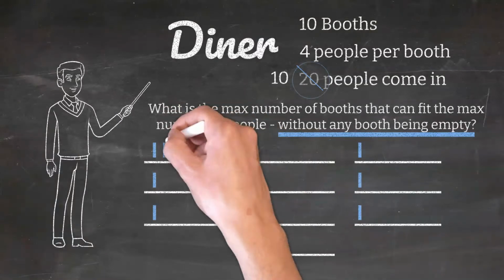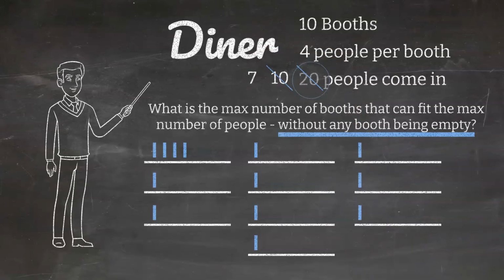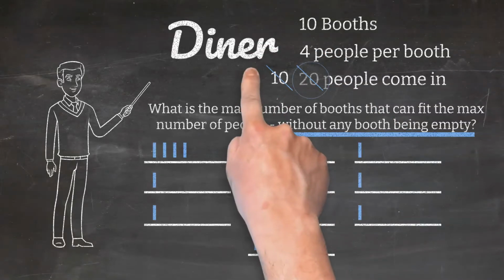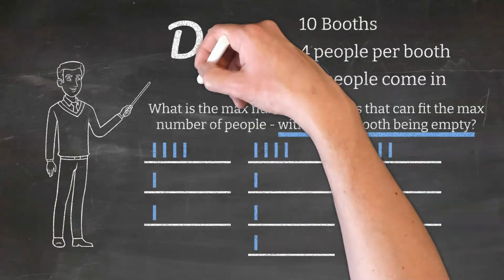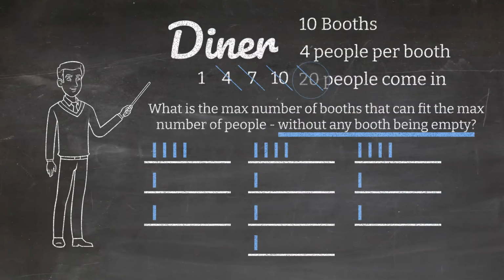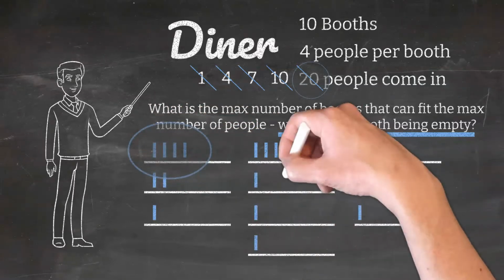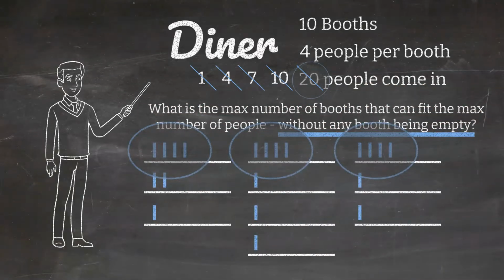The first booth gets 3 more, so now we're down to 7. Then the next booth gets 3 more, now we're down to 4. The next booth gets 3 more, now we're down to 1, right? And so we add that 1 to the 4th booth. That's not filled, that's not maxed out. So we can clearly see that there are only 3 booths that can have the maximum number of people.